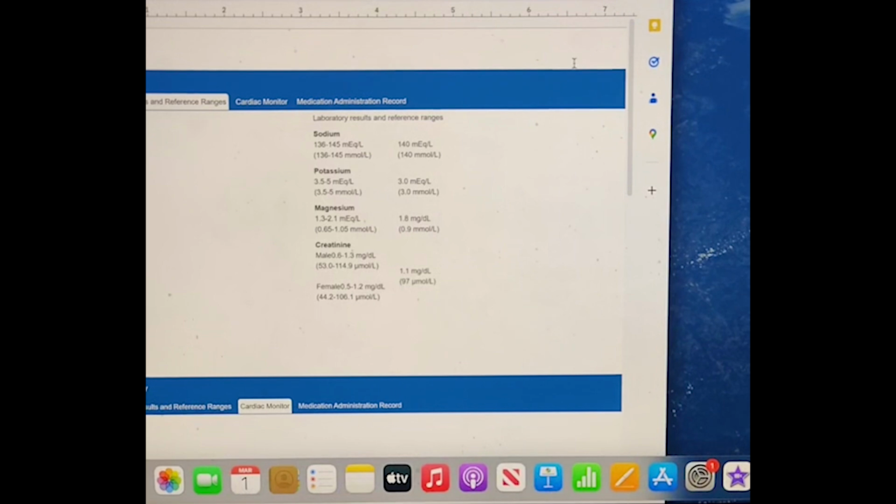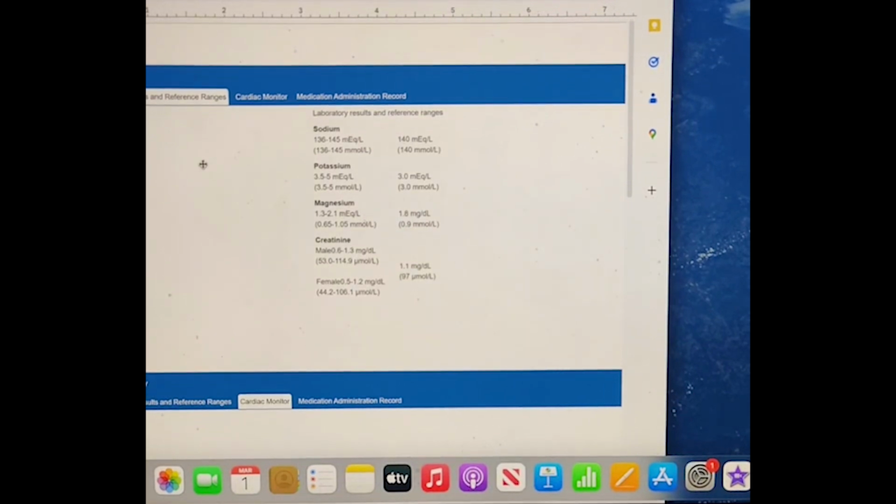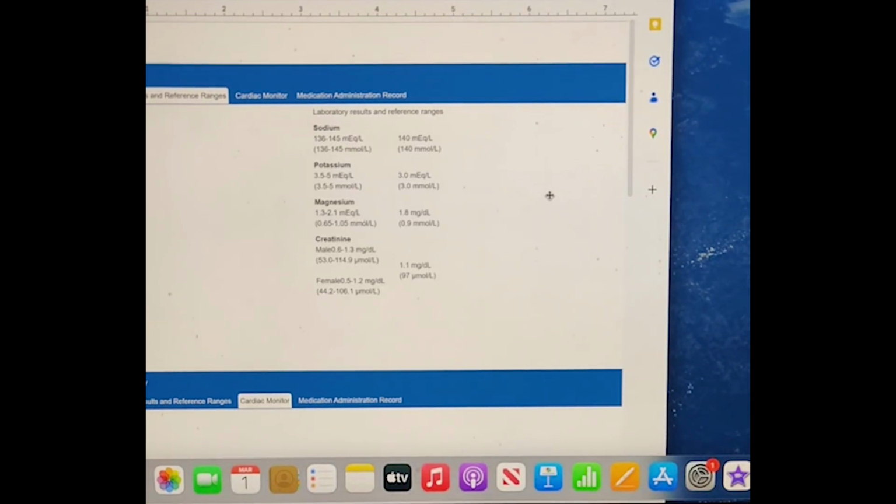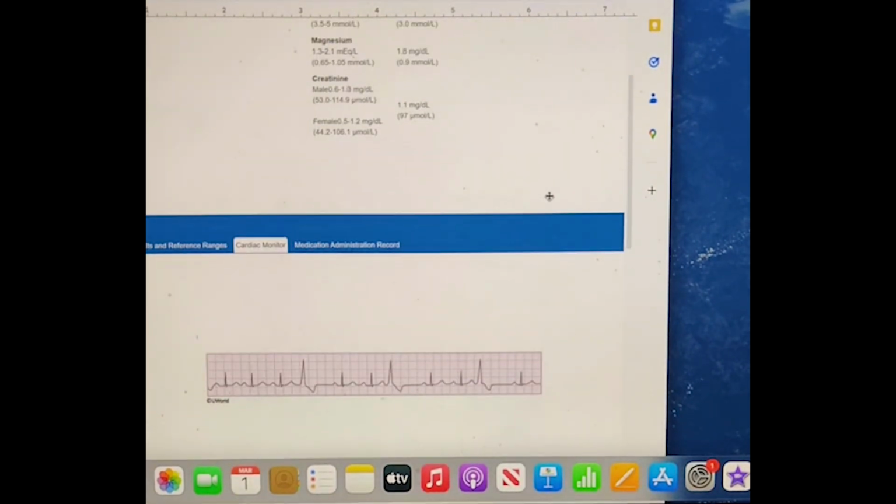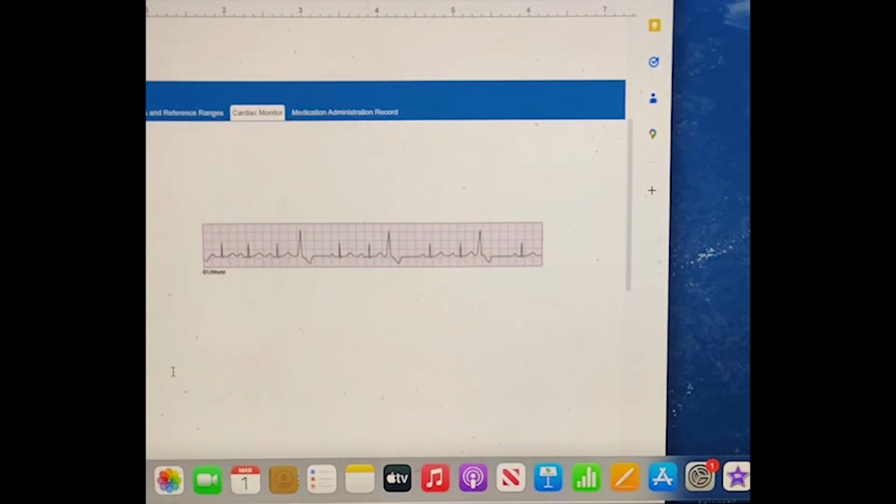All right. So these are the labs that were given to us, right? So here are normal labs over here towards the left. And then over here on the right are the labs of the patient that had the MI 2 days ago. All right. So let's see. Are they normal? Are they abnormal? And then down here, this is what the patient's ECG or EKG display looks like.